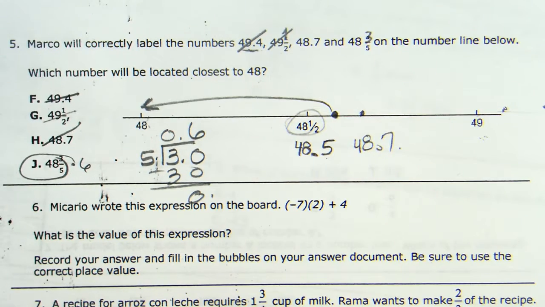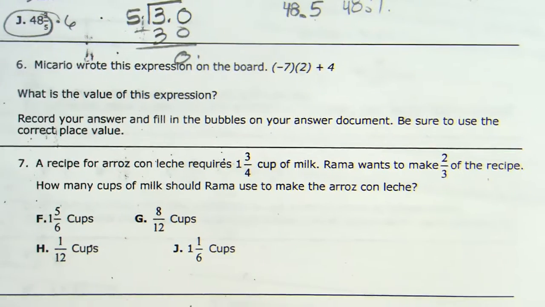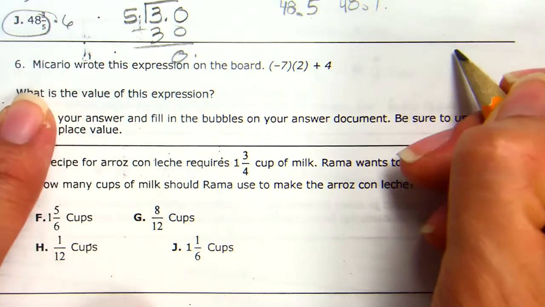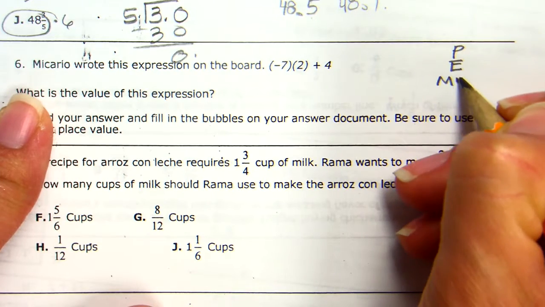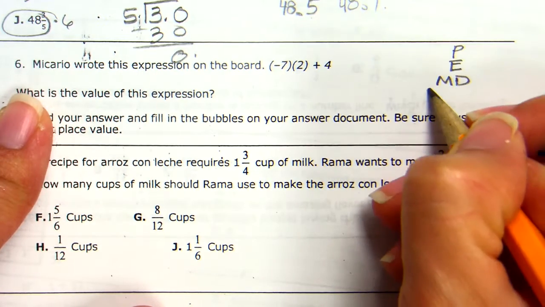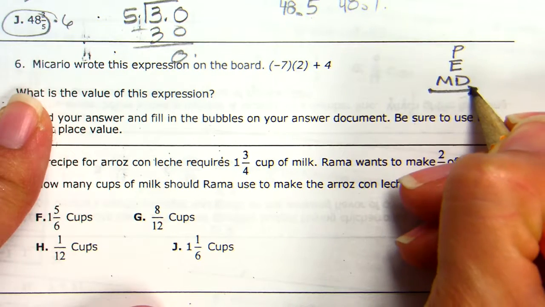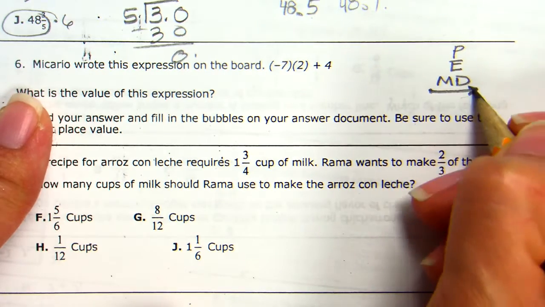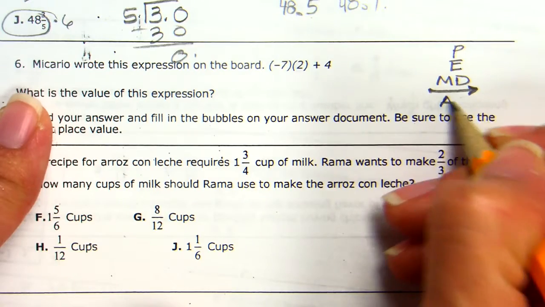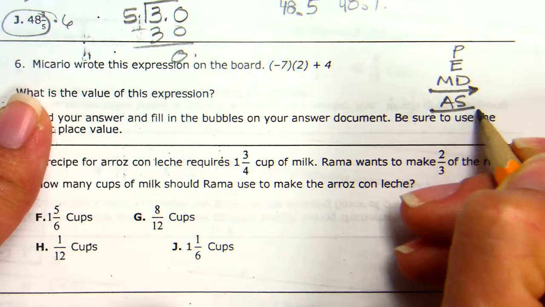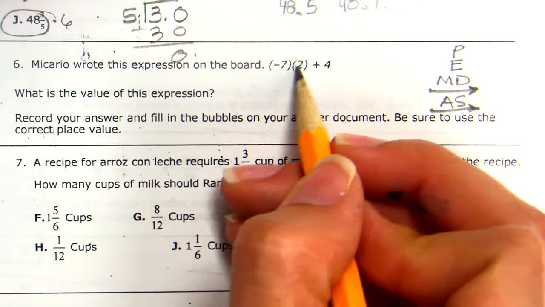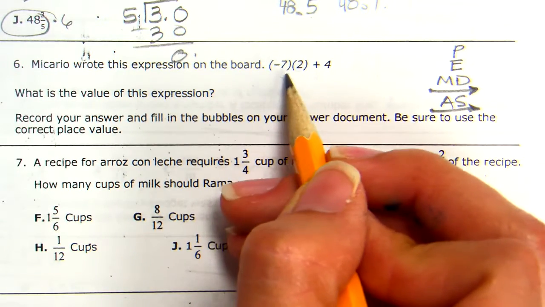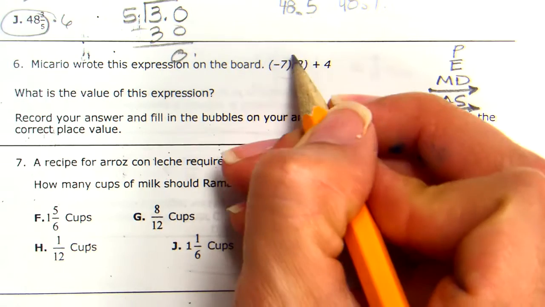Questions? Okay, on number 6, we need to remember PEMDAS. Parentheses, exponents, multiplication or division goes from left to right, whichever goes first from left to right, and then addition and subtraction, whichever comes first from left to right. When you don't see any operation sign in between the parentheses and the number, that means multiplication, okay?